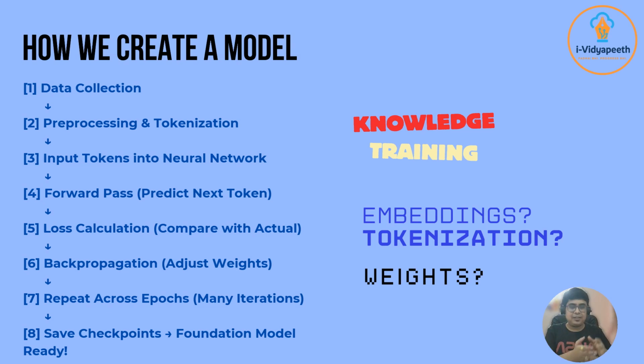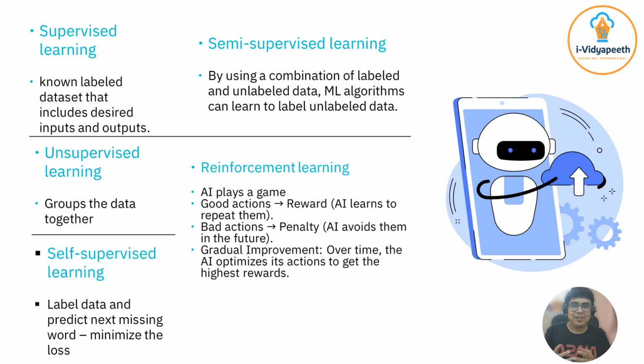Just try to mimic this with a human training method. The generative AI training method is the same as how we are actually training ourselves. That is the same way it is also getting trained. So in our next lecture, we will discuss embeddings, tokenization, weights, and what the nuances of it are. But right now, just understand this part. Now let us go to the next slide.